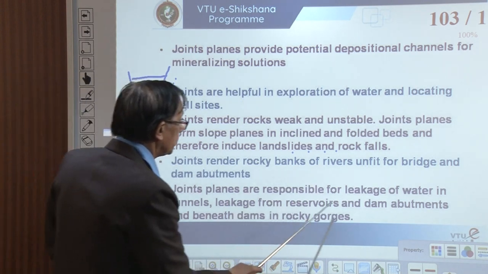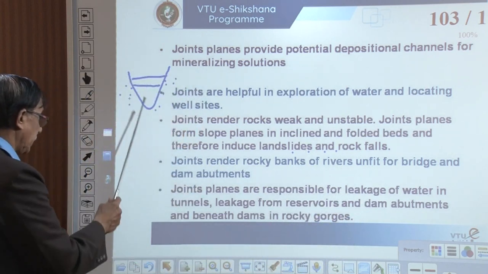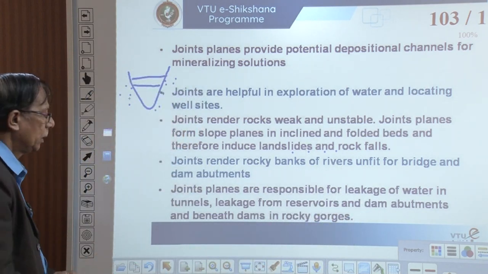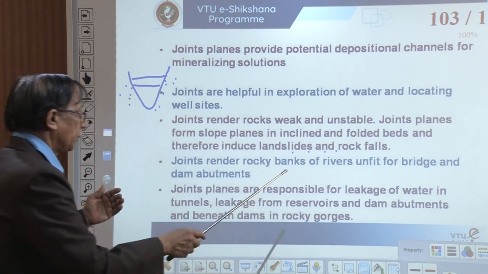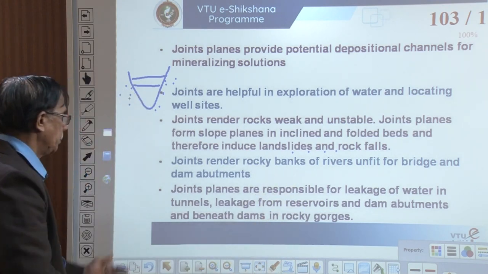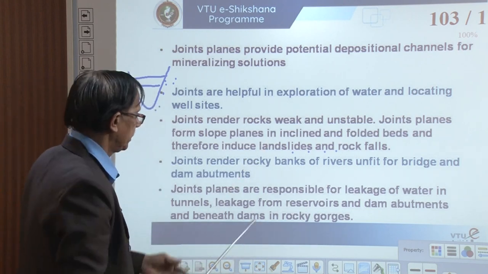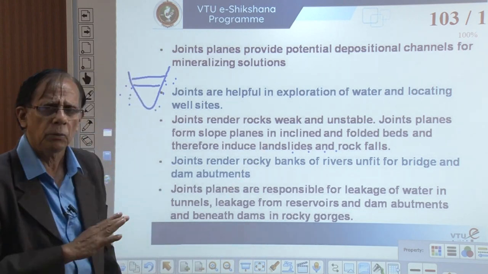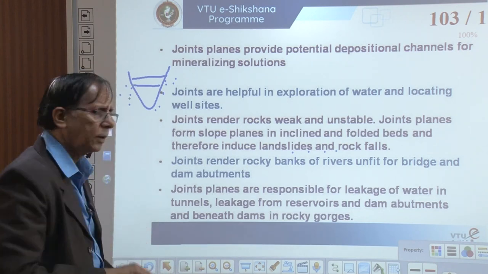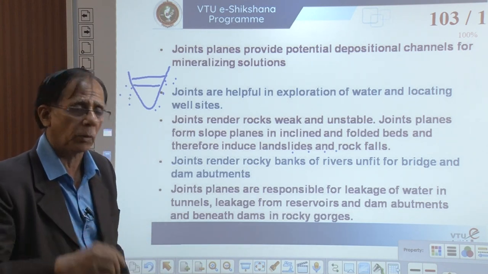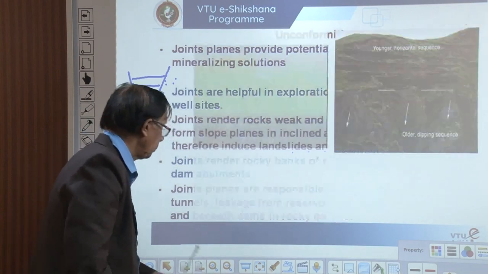Joint planes are responsible for leakage of water in the tunnel. We know loss of water, leakage from the reservoir, that is one problem. From the dam abutment, that is another. Beneath the dam, that is another. So everywhere, joints in a construction site create one problem or another, and that is considered a weakness.